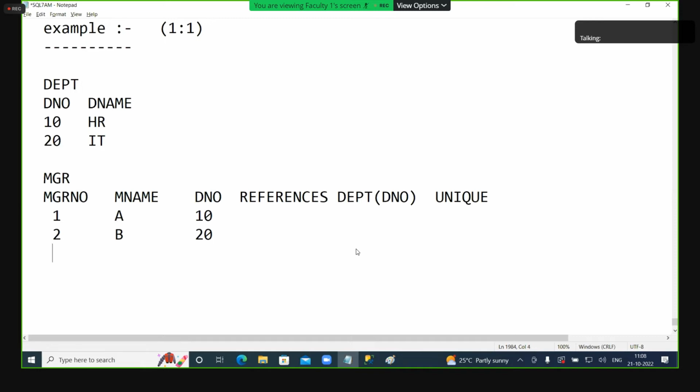So can we enter another one? Once again, another manager is also managing the 10th department. Not allowed, because this foreign key is declared with UNIQUE. Are duplicates allowed or not allowed? Not allowed. This is invalid and gives an error.